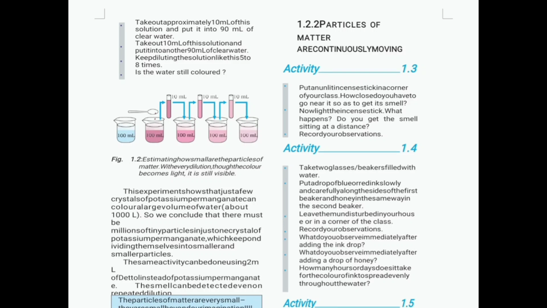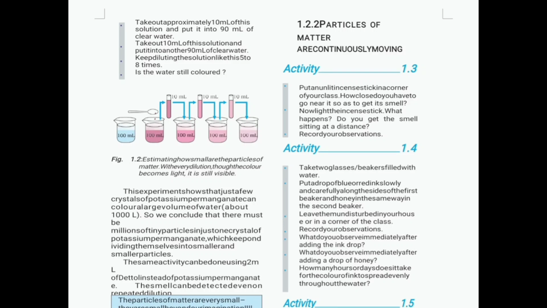Is the water still colored? This experiment shows that just a few crystals of potassium permanganate can color a large volume of water, about 1000 L. So we conclude that there must be millions of tiny particles in just one crystal of potassium permanganate, which keep on dividing themselves into smaller and smaller particles.